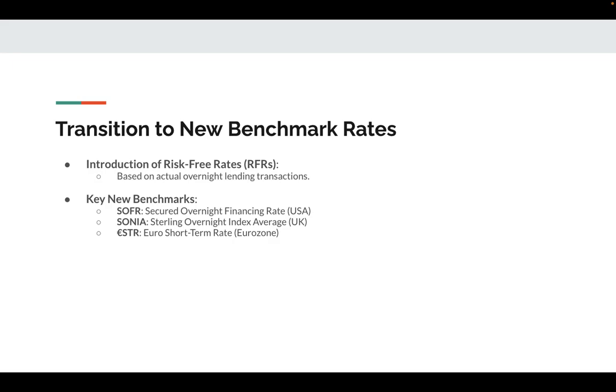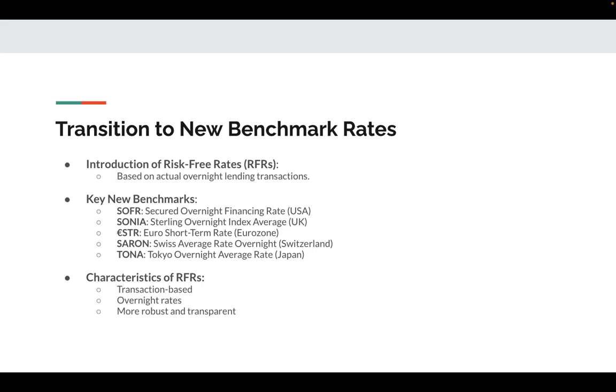We have SARON, which is used in Switzerland. This is the Swiss Average Overnight Rate. This is also based on the Swiss repo market, just like SOFR. So this is based on secured transactions, and this is highly transparent. And we have the Tokyo Overnight Average Rate, which is used in Japan as well. This reflects uncollateralized overnight call rates, and this is also based on actual transactions. So this increases the reliability of the benchmarks.